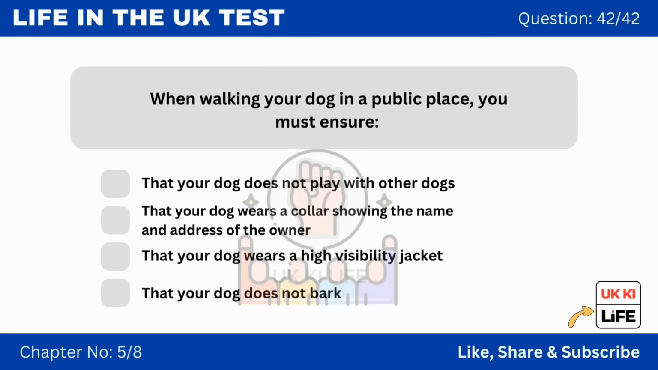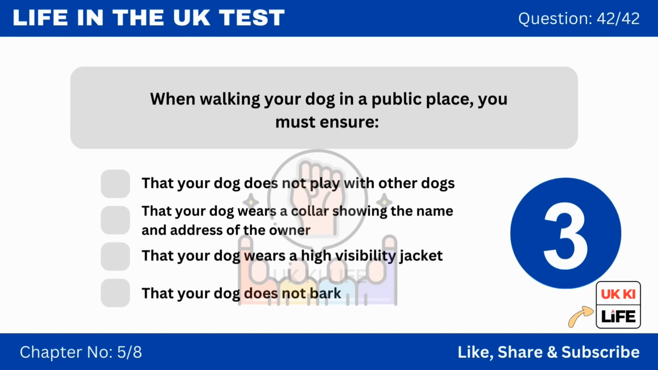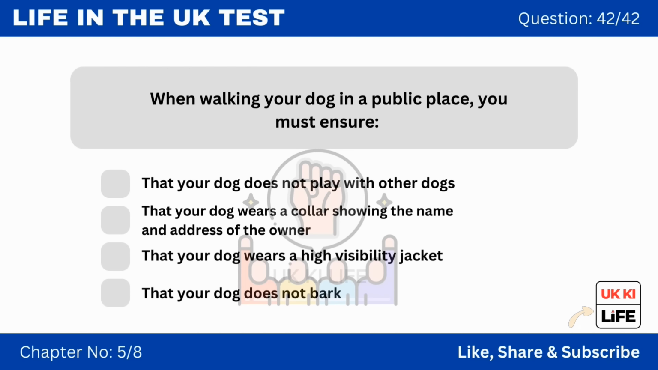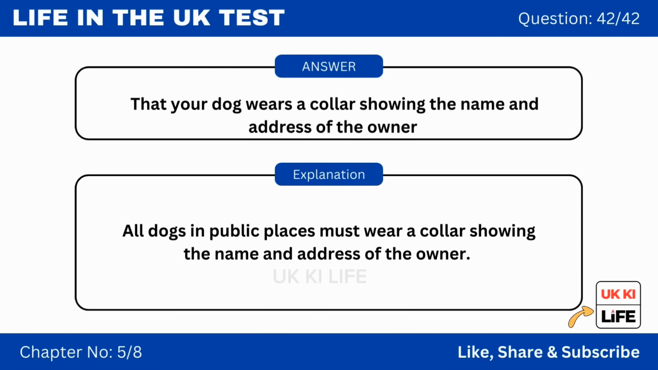Question 42. When walking your dog in a public place, you must ensure that your dog does not play with other dogs, that your dog wears a collar showing the name and address of the owner, that your dog wears a high visibility jacket, that your dog does not bark. The correct option is B. Explanation. All dogs in public places must wear a collar showing the name and address of the owner.